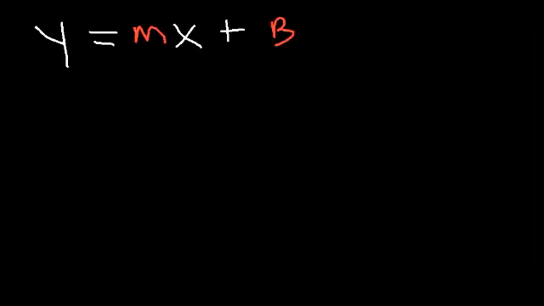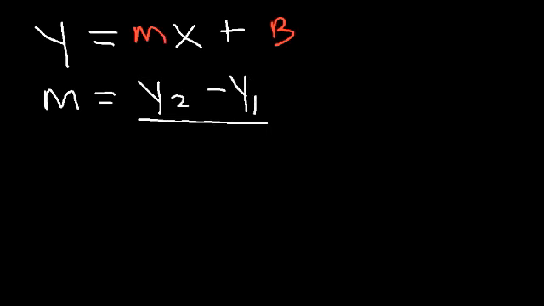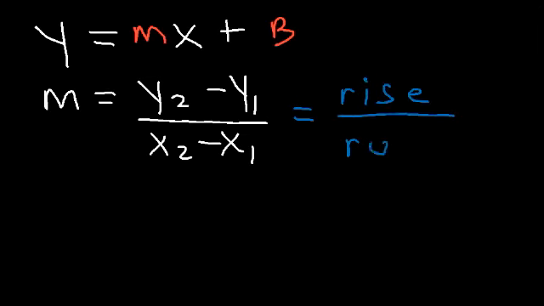So m represents the slope. m is equal to y2 minus y1 over x2 minus x1. It's the change in y divided by the change in x. So it's basically rise over run. b represents the y-intercept.